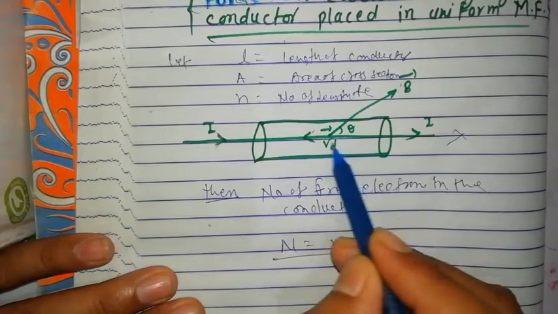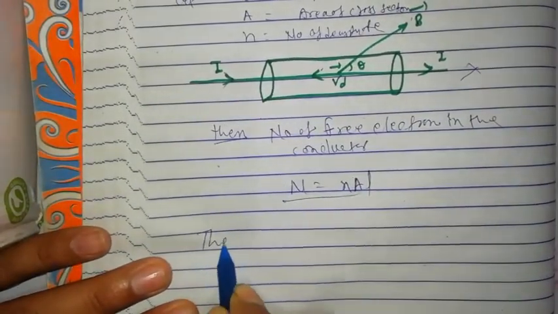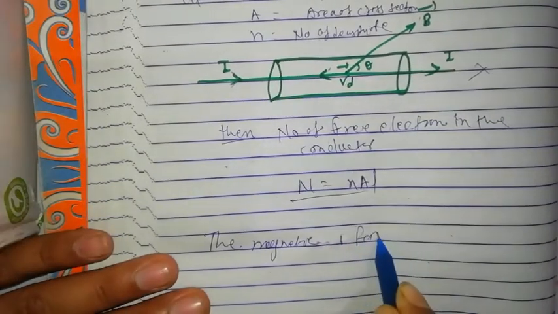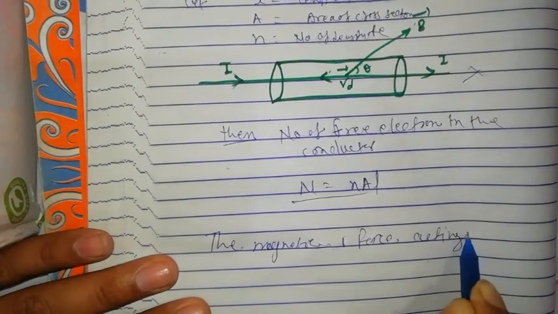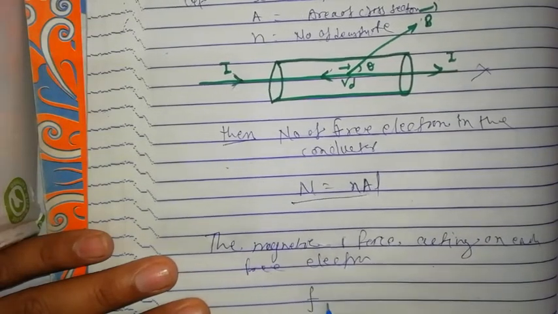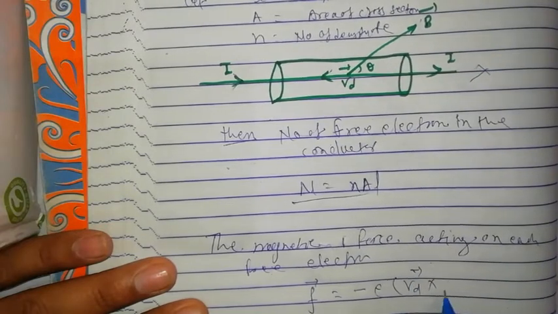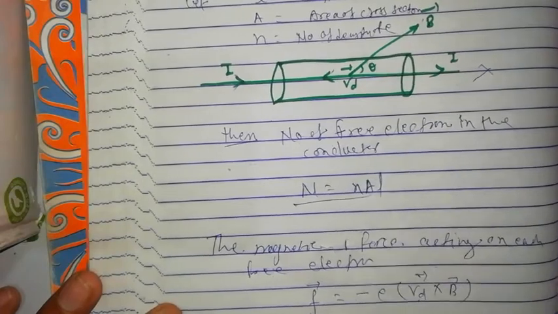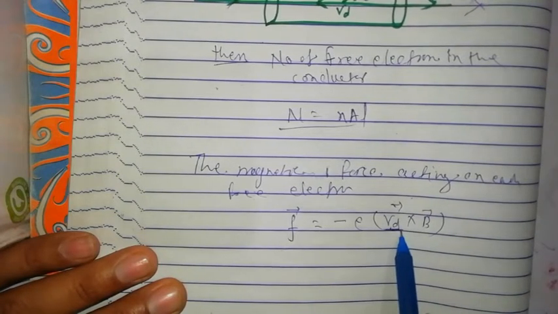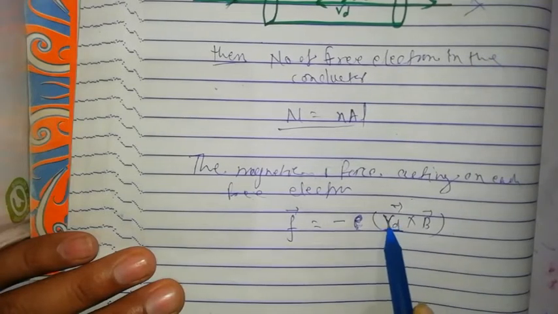Therefore, the magnetic force acting on each free electron is given by small f equal to minus e vector Vd cross vector B, where small Vd is the drift velocity of the electron and e is the charge of an electron.